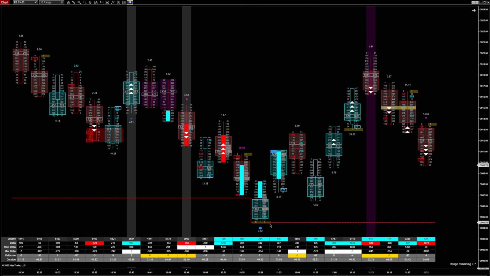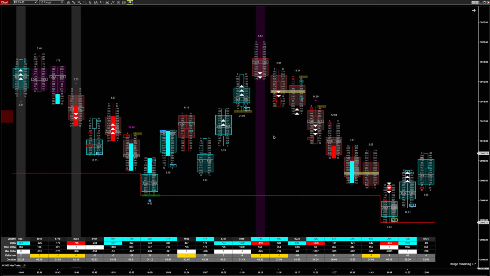Now we don't get any strong delta as we're coming through that low of day, no strong delta in this area, so it's kind of a tricky play. If you wanted to take it right here, you could have, but look how many points we moved off of that low of day already. We already moved 8 points, so that's kind of a risky play to take.